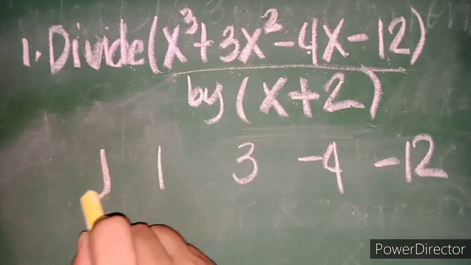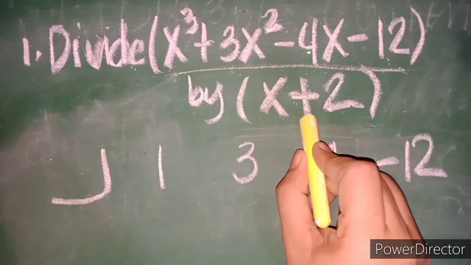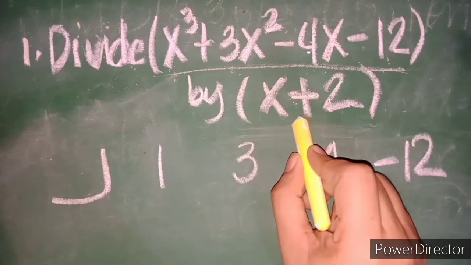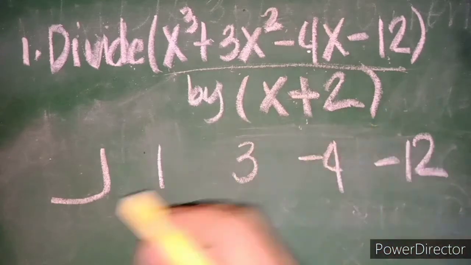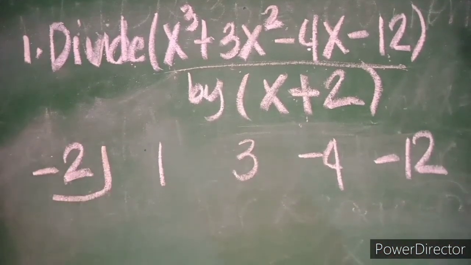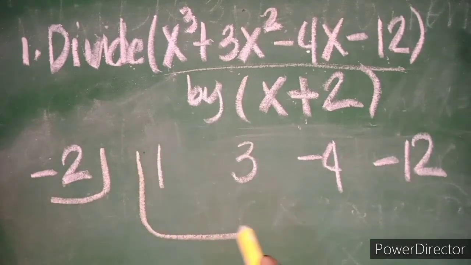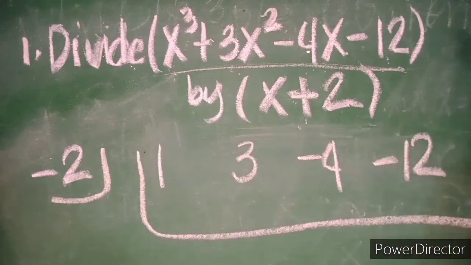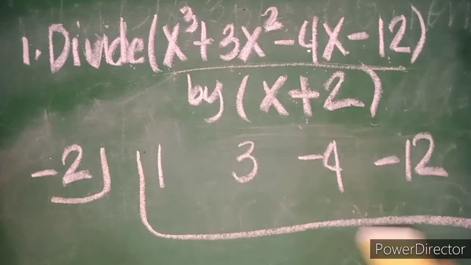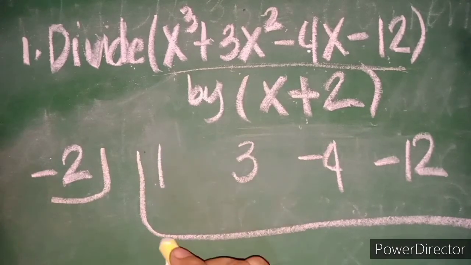And then, yung nakuha nating value ng x, which is the divisor, okay, we have x plus 2. The divisor is negative 2. And then, i-rewrite natin ang negative 2 sa my left side. Okay, and then, guguhit tayo ng ganito. And then, the next step is, i-bring down natin yung first coefficient, which is 1. So, we bring down 1.